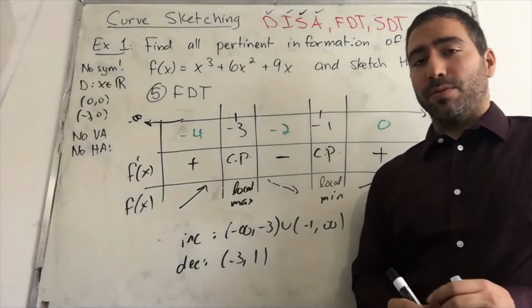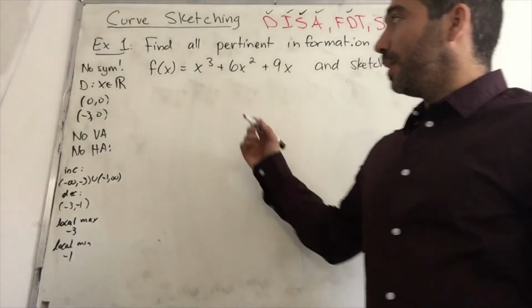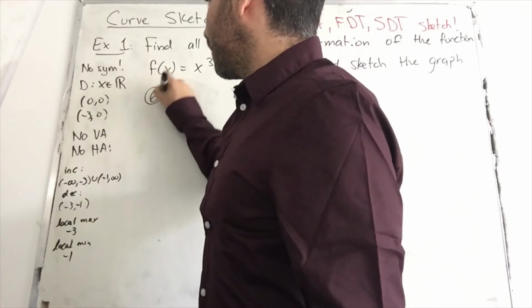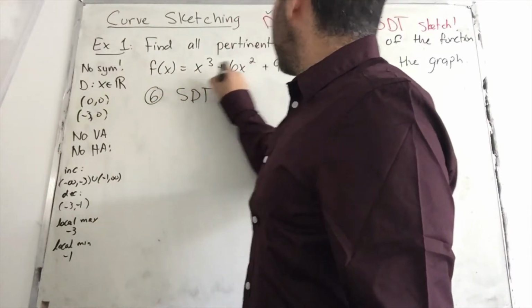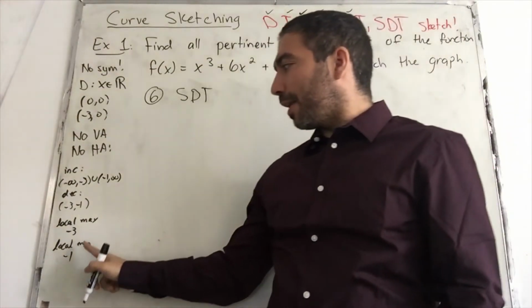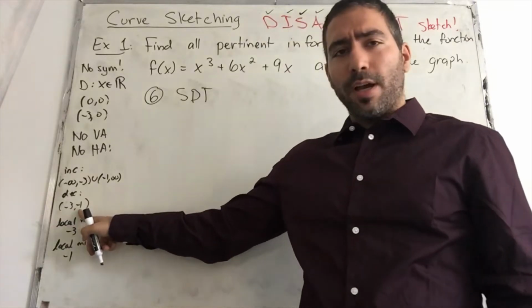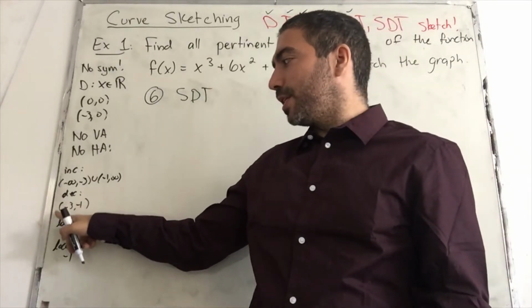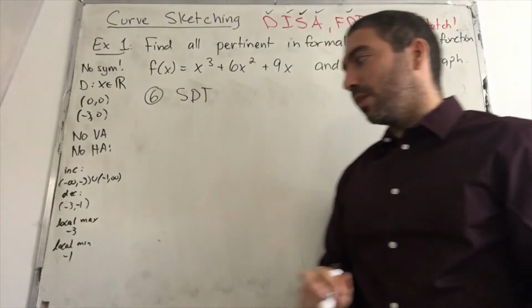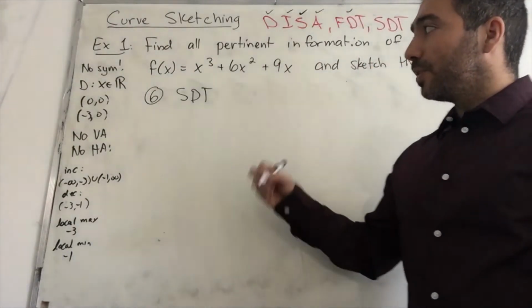Now let's move on to the second derivative test. So now we move on to the last step, the second derivative test, SDT. So we finished the first derivative test, we're doing the second derivative test. I just want to mention, I think I wrote decreasing from -1 to +1, -3 to +1. I meant -1. So it's decreasing on the interval from -3 to -1. I apologize about that, because our local min was at -1. So now let's do the second derivative test.